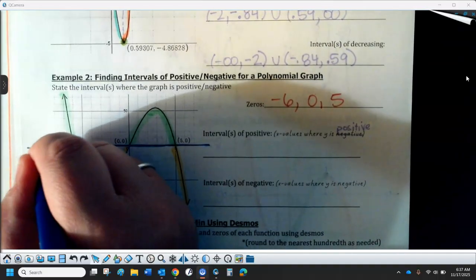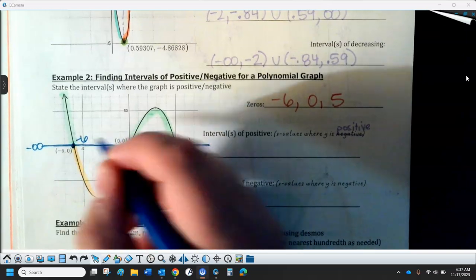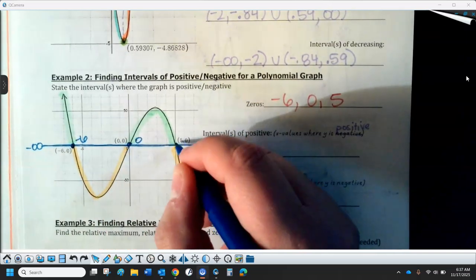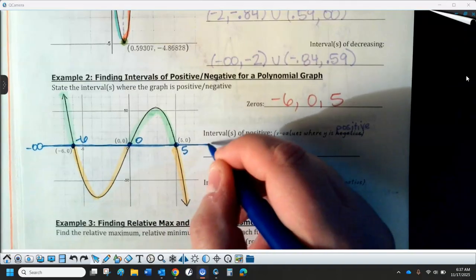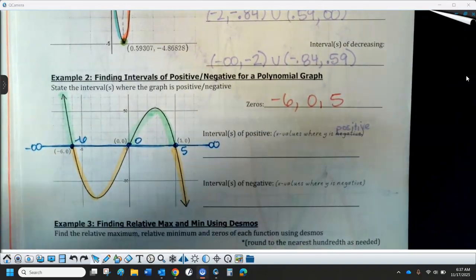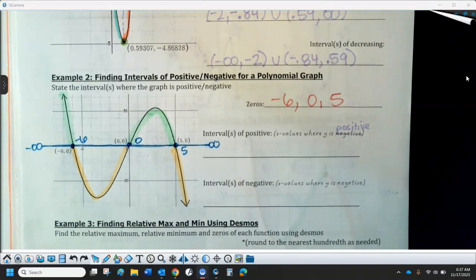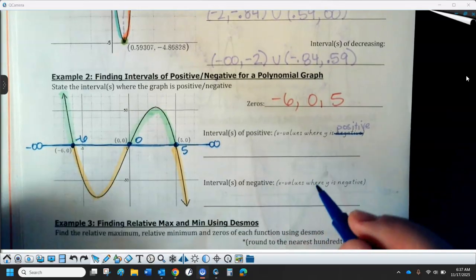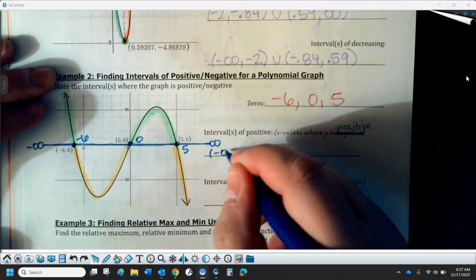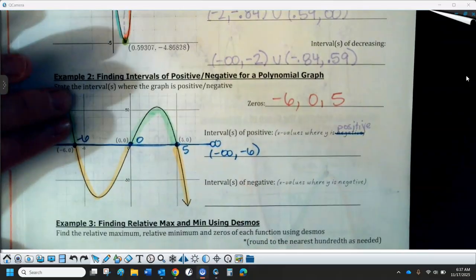So again, this is x values. Here's your -6, this is 0, this is 5, this would go to infinity. Okay, so I have two intervals that are positive and two intervals that are negative based on what I just drew there. So the first piece of the graph, from negative infinity until I get to -6, that's positive.